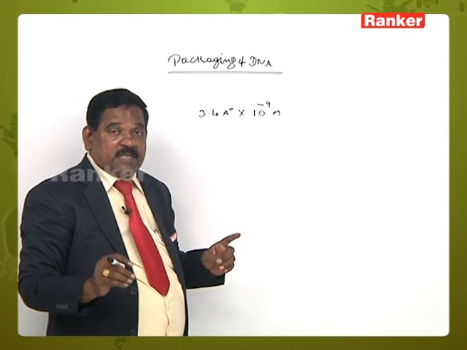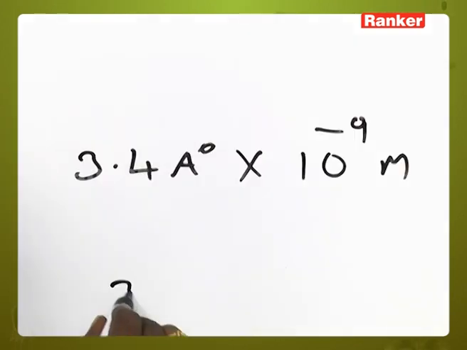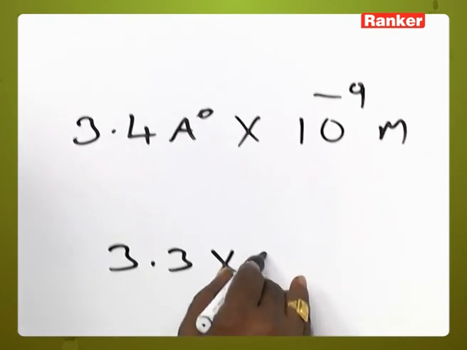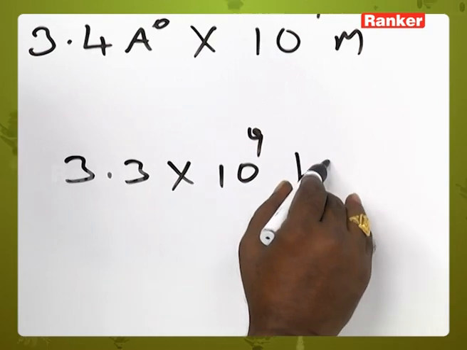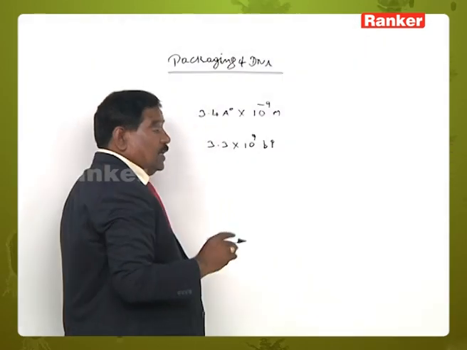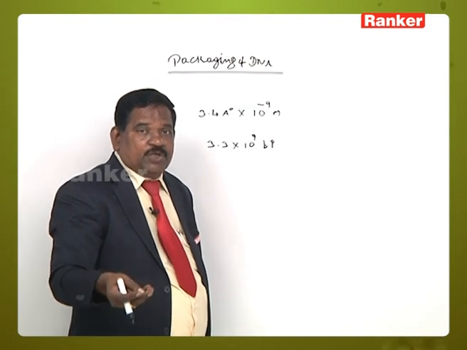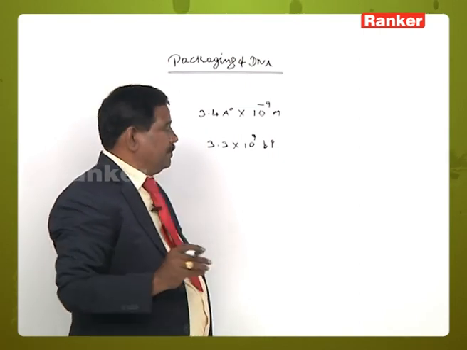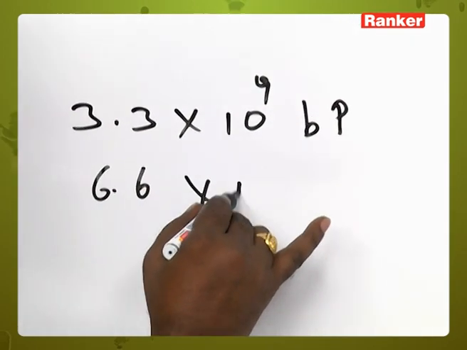Number of base pairs present in one genome, that is 3.3 × 10 to the power of 9 base pairs in the human genome. A human cell is generally in diploid condition. So, in two genomes, or in a diploid cell, the number of base pairs is double this one.